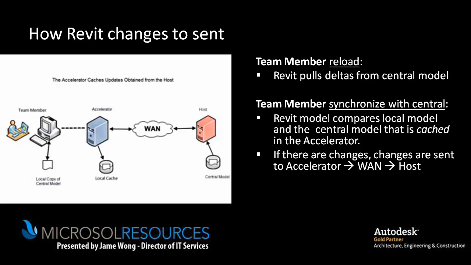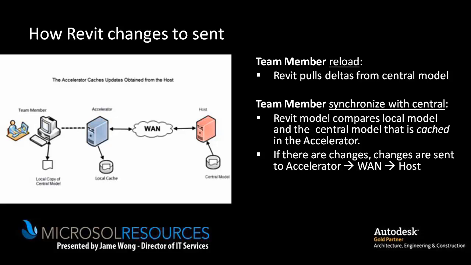So how are changes sent to Revit servers? When a user has a model open in Revit and clicks on Reload Latest, the most current information is pulled from the accelerator, which has the local cache of the model. The accelerator in turn syncs with the host. The typical heartbeat is 2 minutes, and you can verify that by checking the logs.